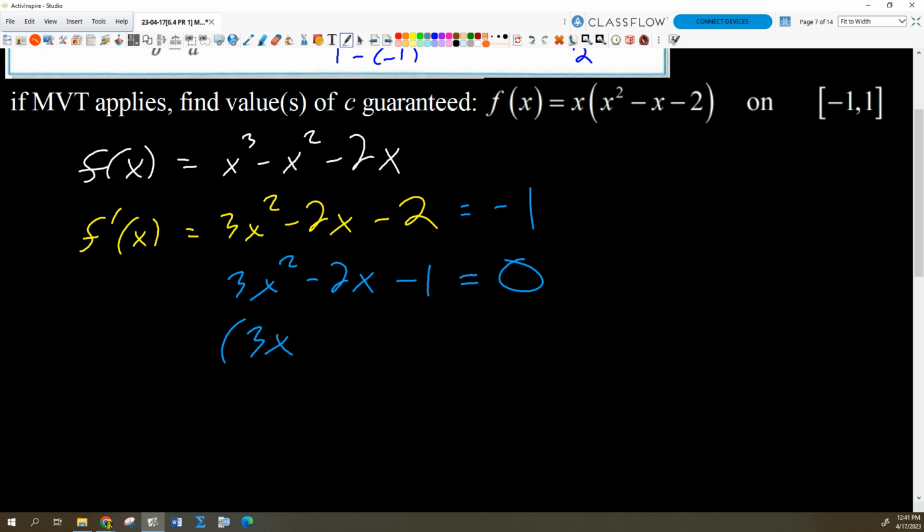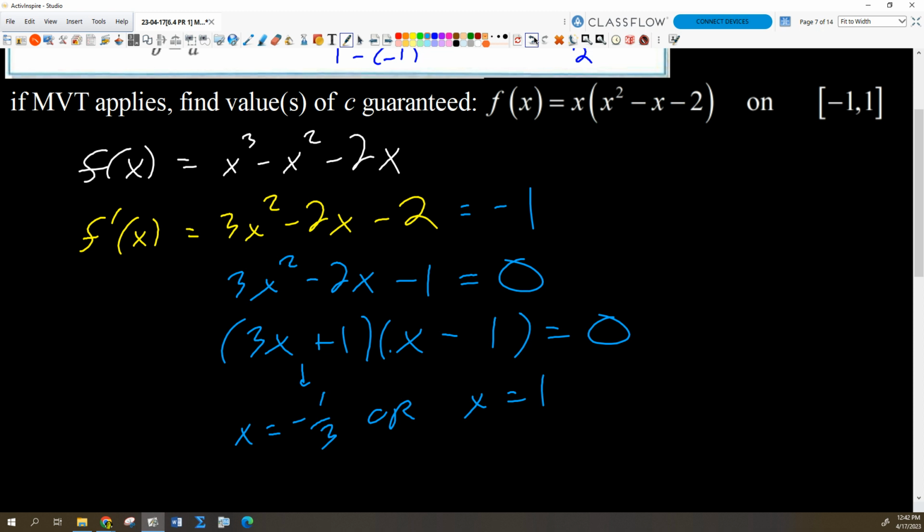And hopefully that's going to factor. Let's see, what am I going to get here? Does it factor that way? I'm hoping, yeah, it does. This would be a minus 1 and that would be a plus 1, and that would FOIL properly. So I'm getting the solutions either x equals negative 1/3 or x equals 1. Are both of those solutions guaranteed by the mean value theorem? No, this one's not. How come? It's an endpoint. Yeah, that's not what the mean value theorem says. It guarantees at least one value of C between the endpoints. So this is the one that's guaranteed. That one is not. Make sense?